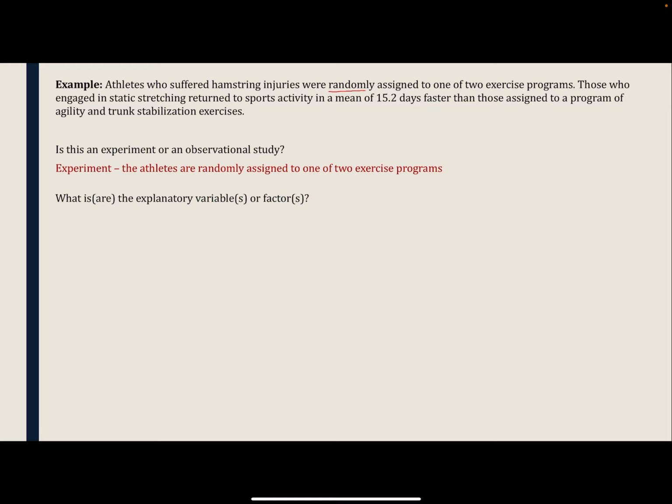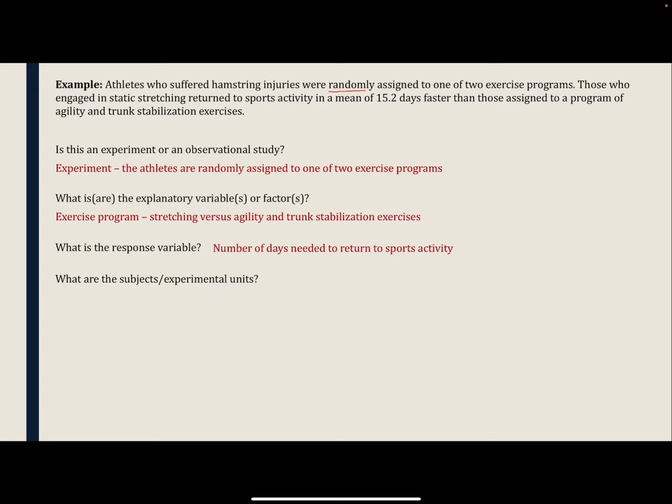The factor of the experiment would be the type of exercises that they're doing. And then the response variable, be careful, the mean is part of the conclusion. So the response variable is the number of days it would take for the athlete to get back to their sports activity. What are the subjects or the experimental units? The subjects of the experiment are the athletes. We use the term experimental units usually when we're talking about doing an experiment that doesn't involve people.